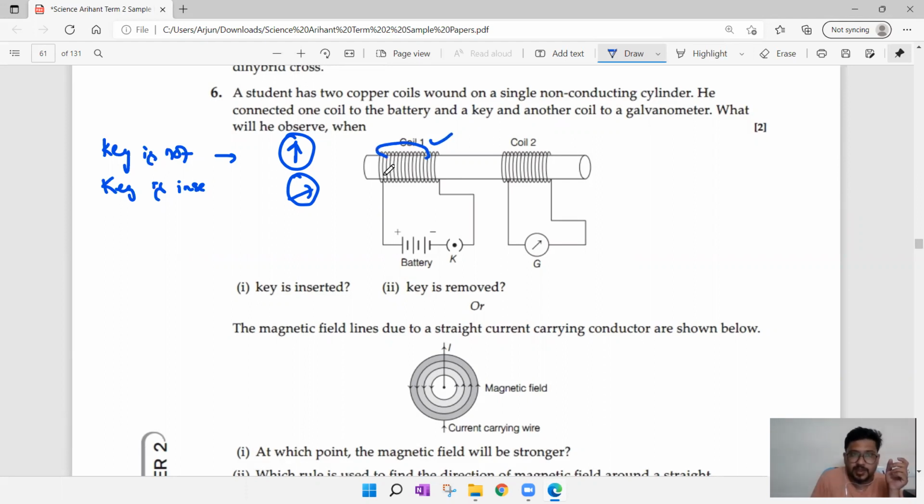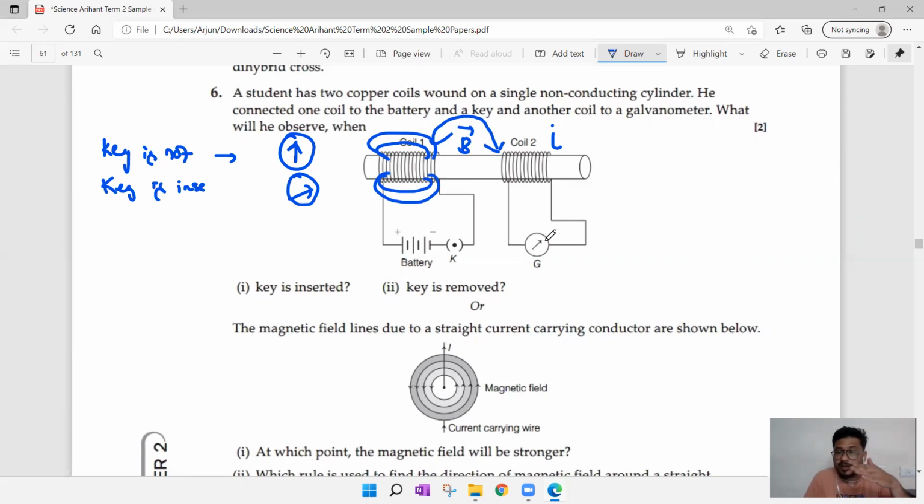When current is passing through the solenoid, automatically a magnetic field is produced. Because of the magnetic field, it will have some impact on coil 2. Because of the magnetic field B, current is induced in coil 2, which is nothing but induced current. And that induced current will be just for a second. Because of that fraction of a second of induced current, it will show deflection and come back to the original position.